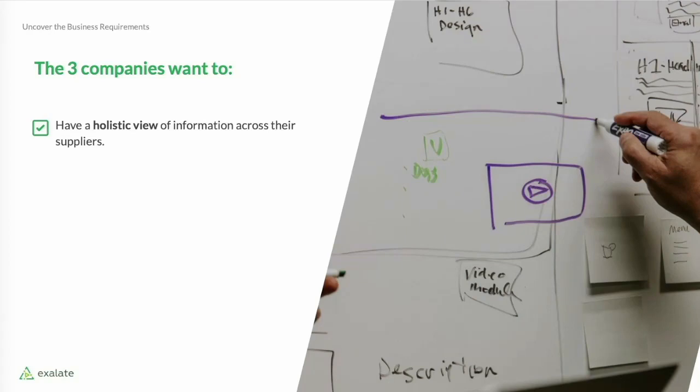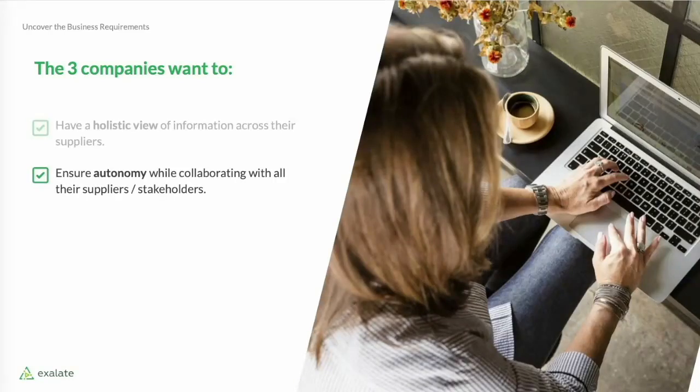They should be able to track information from end to end, right? They want to ensure autonomy while collaborating with all the suppliers or stakeholders. It means that whenever these companies decide to integrate their systems to exchange some information, it must be done in such a way that neither of the companies loses control over what information is sent out and how incoming information is processed. Keeping the systems loosely coupled is essential to ensure scalability and maintainability.